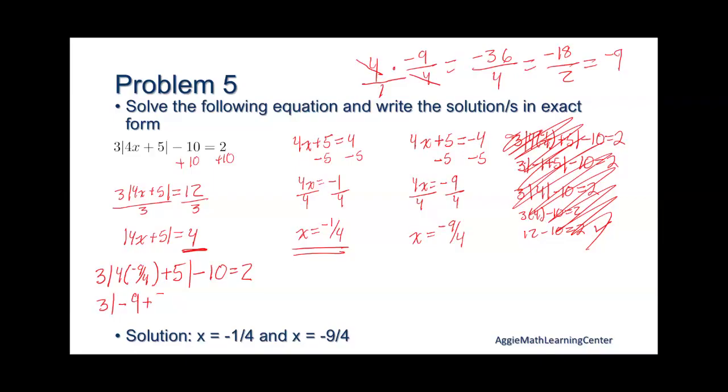Then we're going to add 5. So negative 9 plus 5 is going to equal negative 4, minus 10 equals 2. So what's the absolute value of negative 4? 4. So 3 times 4 minus 10 equals 2. 3 times 4 is 12 minus 10 equals 2. So that one works also. So we know they're both solutions.